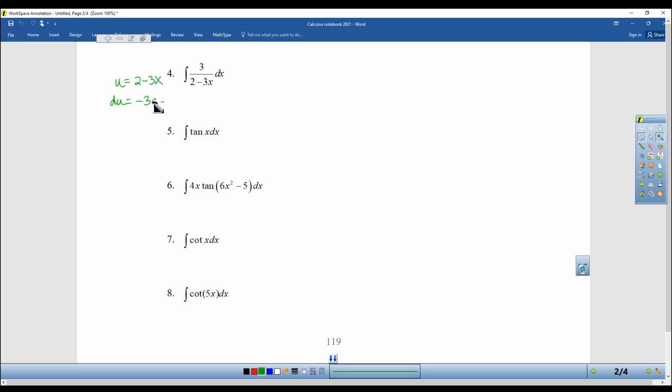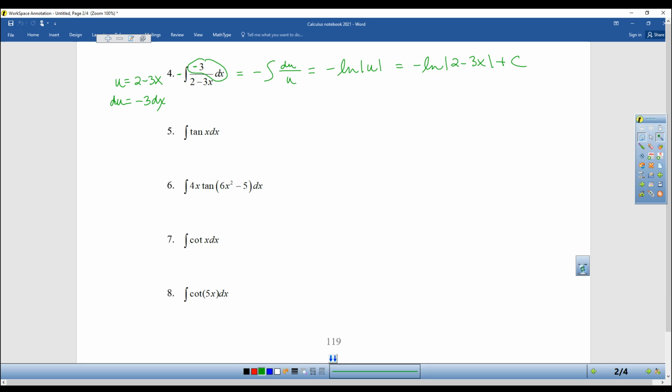This gives me -3 dx. I don't have a -3 dx. I have a +3 dx, so I'm going to add a negative to my problem. And then I'm going to write it as negative integral. This negative 3 and this dx become my du, and put the whole thing on top over u. I have the format that I need. So this is equal to negative natural log of the absolute value of u. And now I can put my u back in, 2 minus 3x plus c.